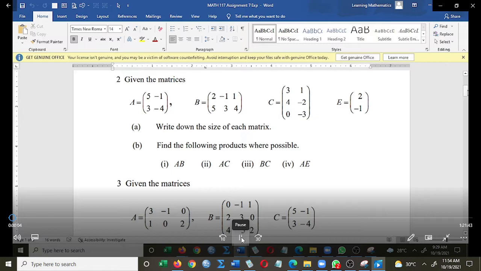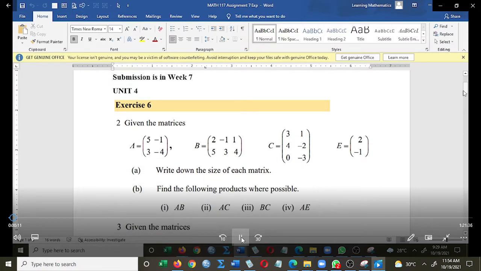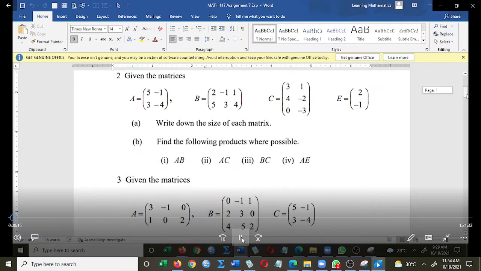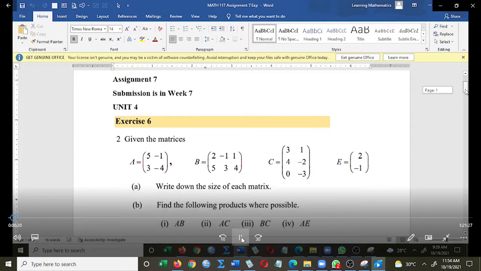Yes, so we are concluding matrices, Unit 4, Exercise 6. And here you have some questions. Number 2 and number 3 is a continuation from assignment 6. We're in assignment 7 now.